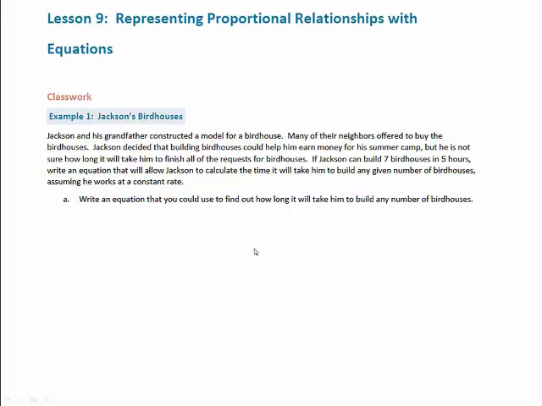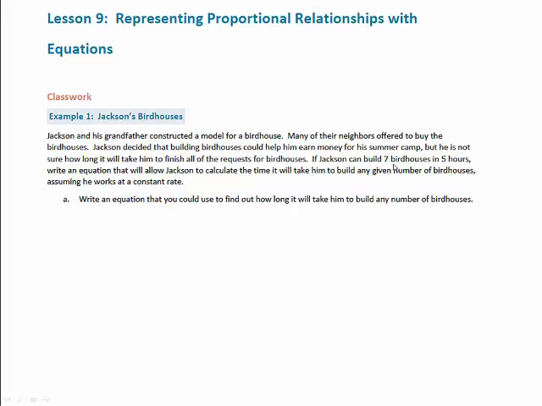Taking a look at Example 1 in Lesson 9, Jackson and his grandfather constructed a model for a birdhouse. Many of their neighbors offered to buy the birdhouses. Jackson decided that building birdhouses could help him earn money for his summer camp, but he's not sure how long it will take him to finish all the requests for birdhouses.